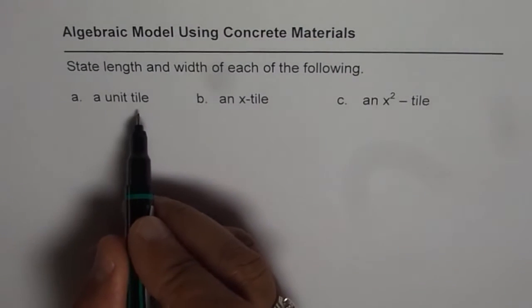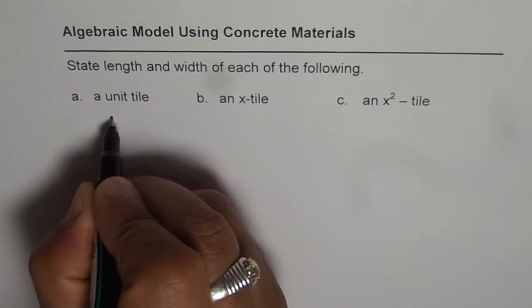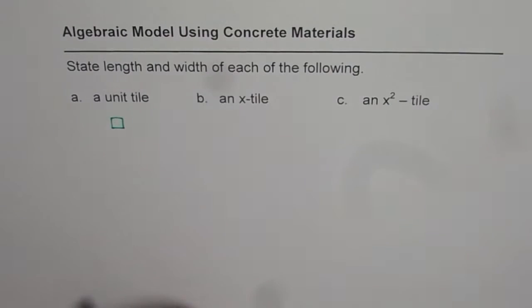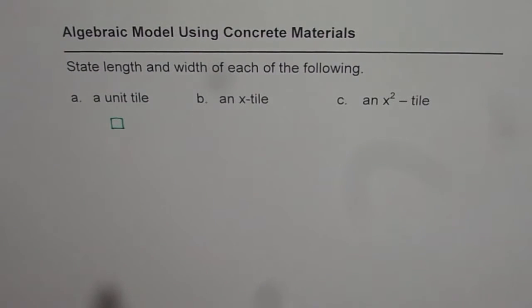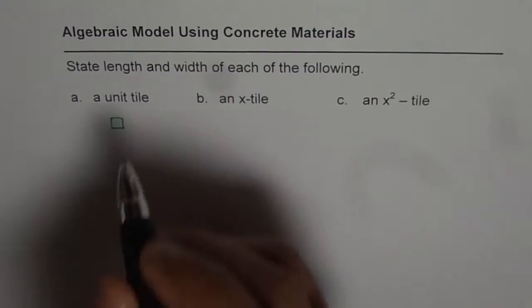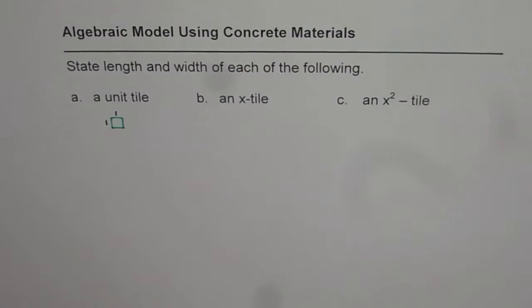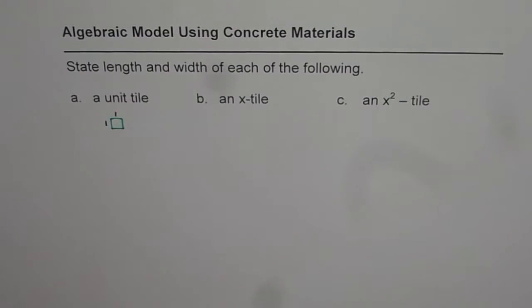A unit tile is a concrete material whose length and width is 1 unit, and so it represents an area of 1 unit square. So that becomes 1 unit tile, whose length is 1 and the width is also 1 unit. So we need to find the length and width of this tile. We know length and width are equal and they are 1 each.